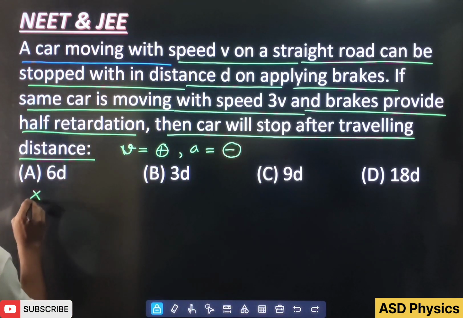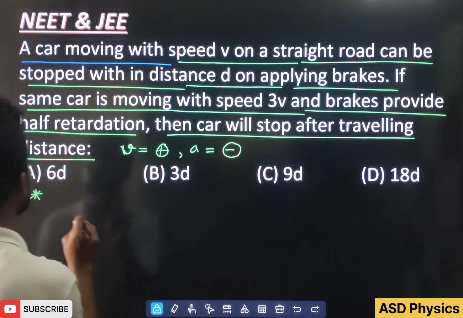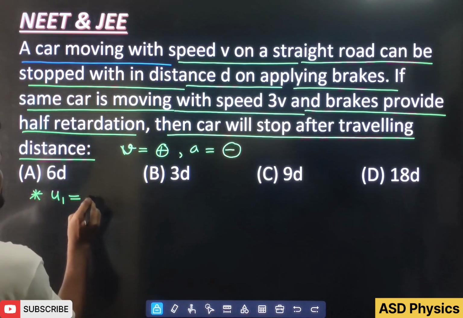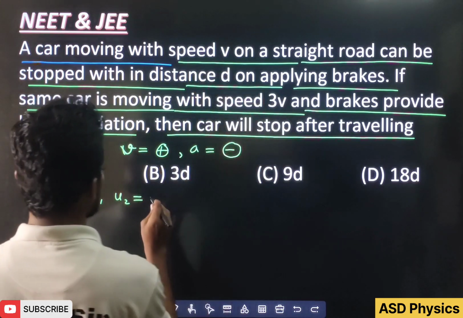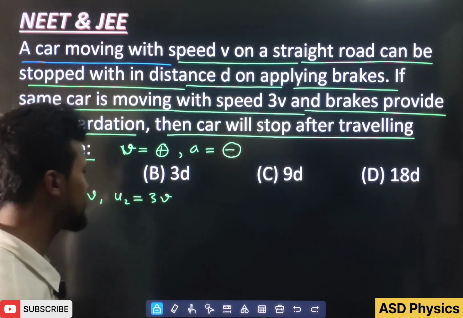So first let's note down the data. The initial velocity is given as v, and then they are telling the second situation, 3v. Now the data.